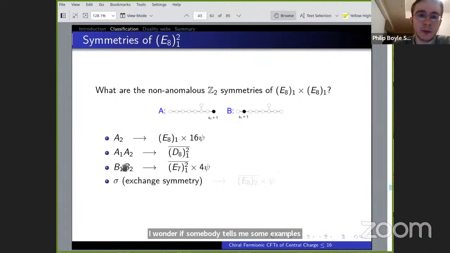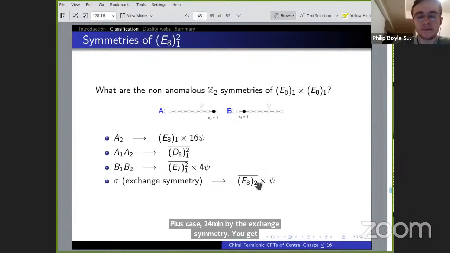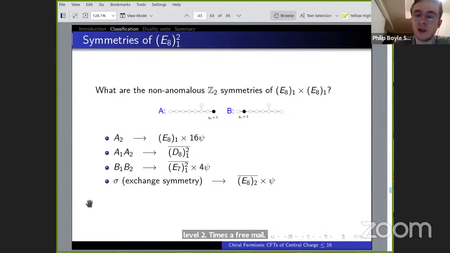What if you fermionize B1, B2? Remember that B1 preserved E7 cross SU2. Therefore, it should be no surprise to see that the result is a theory with E7 level 1 squared symmetry. As for the SU2, it is a symmetry of two complex fermions, which you have here. And in the last case, when you fermionize by the exchange symmetry, you get E8 level 2 times a Majorana fermion. This is interesting because it's the first case we've seen where the level is 2.